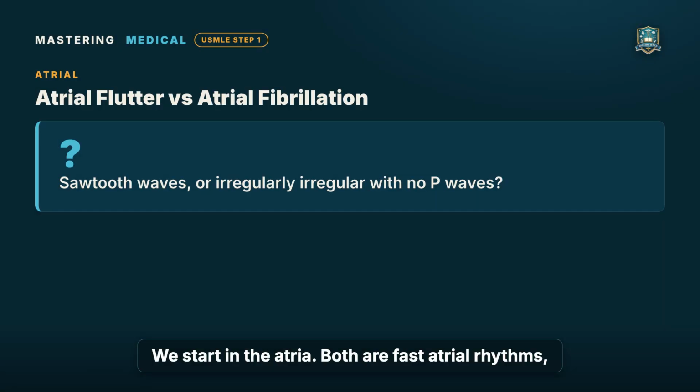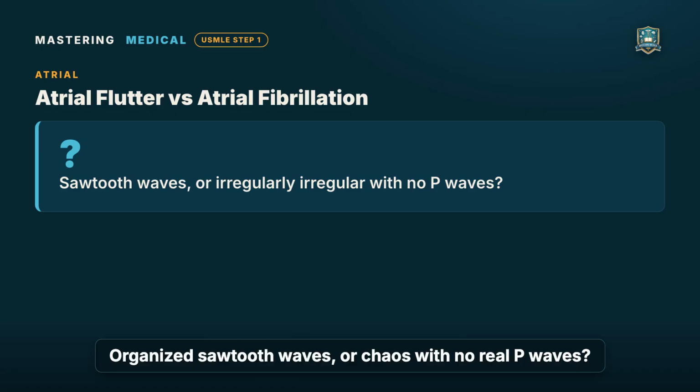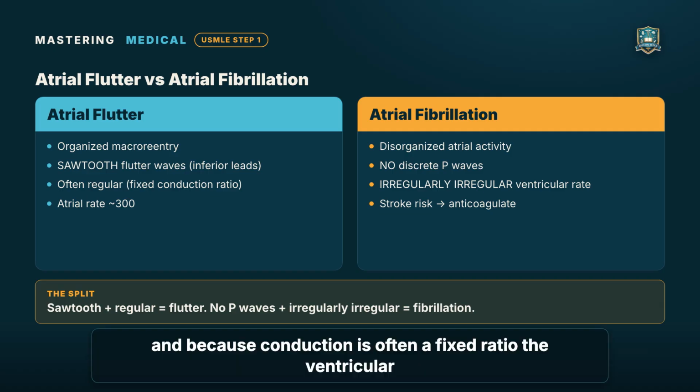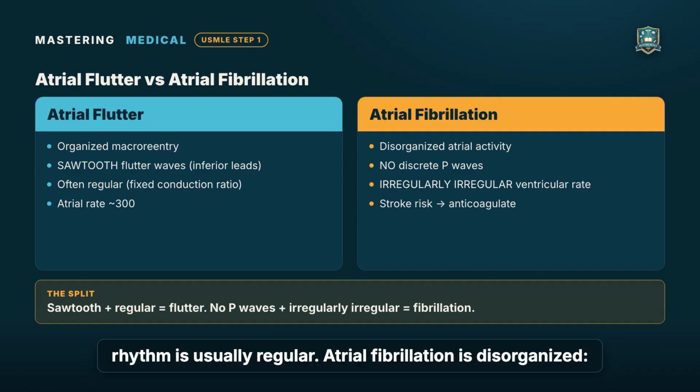Both are fast atrial rhythms, but the baseline tells them apart. Organized sawtooth waves or chaos with no real P waves. Atrial flutter is an organized re-entry circuit. The baseline shows sawtooth flutter waves, best seen in the inferior leads, at an atrial rate around 300, and because conduction is often a fixed ratio, the ventricular rhythm is usually regular.